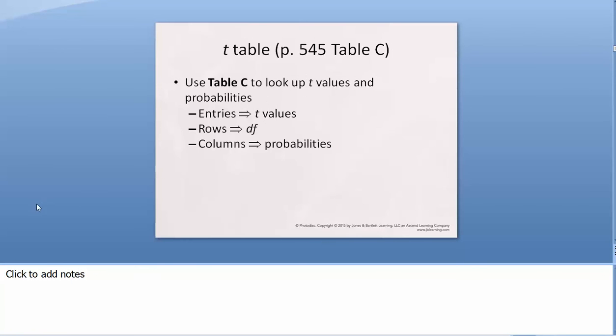Now the t values are actually tabulated. In your book it's on page 545, table C. You can also get it from lots of software. Excel has it, Minitab has it, lots of other software has it. Usually you will have t values in the table as the entries, just like the z tables. On the left side you will have the degrees of freedom, and the columns are separated based on the probabilities. So let's see how that looks in the next slide.